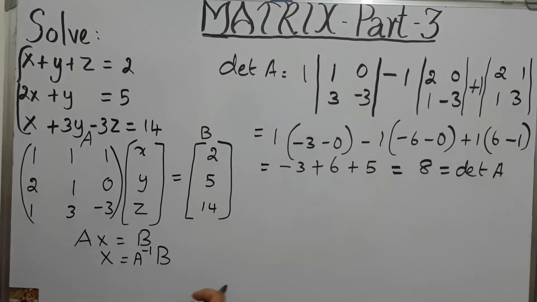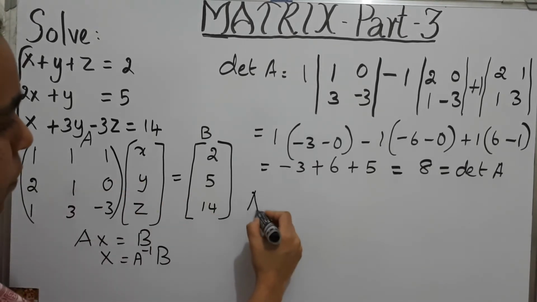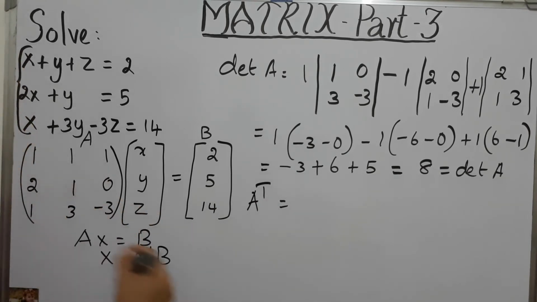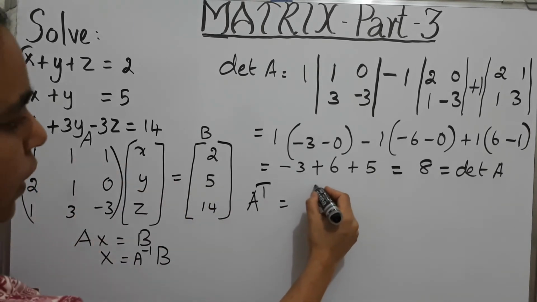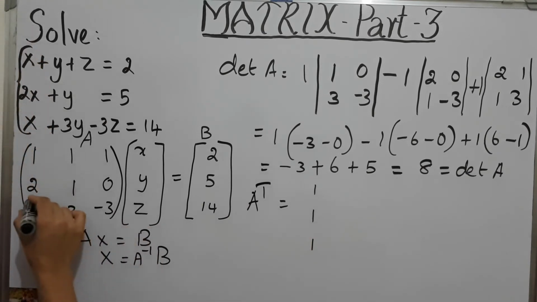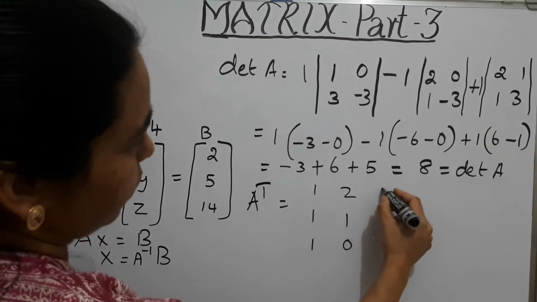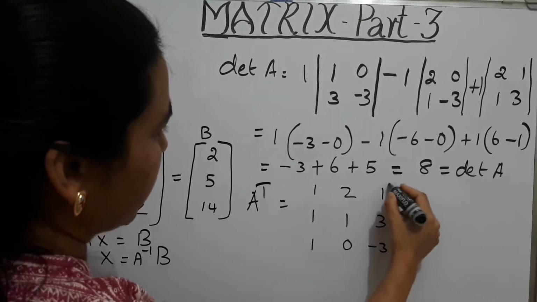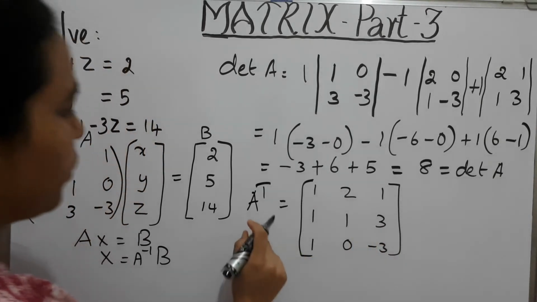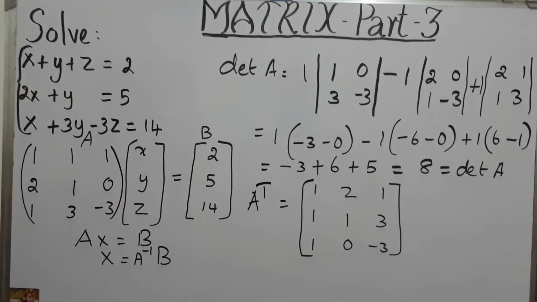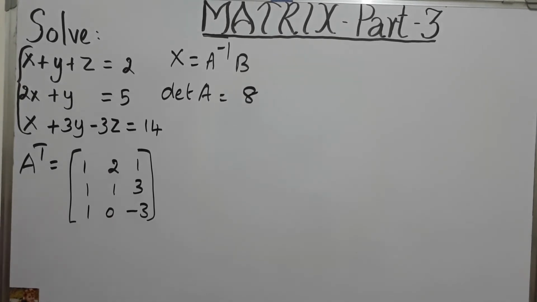Now the next step is writing the transpose of A. A transpose means you write all the rows as columns. So 1, 1, 1 is the first row, so you write it as the first column 1, 1, 1, and then 2, 1, 0, and then 1, 3, minus 3. So this is the transpose of the matrix. Now you have to rearrange it to find A inverse.